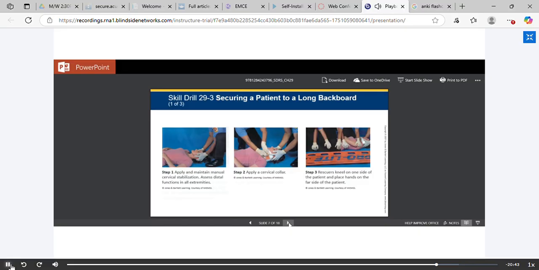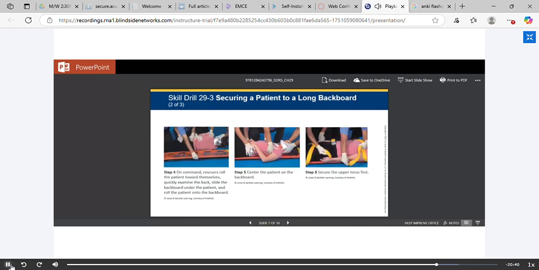Scoot that backboard underneath them, right up to their side, and then log roll them back on the count of the person at the C-spine and put them back.